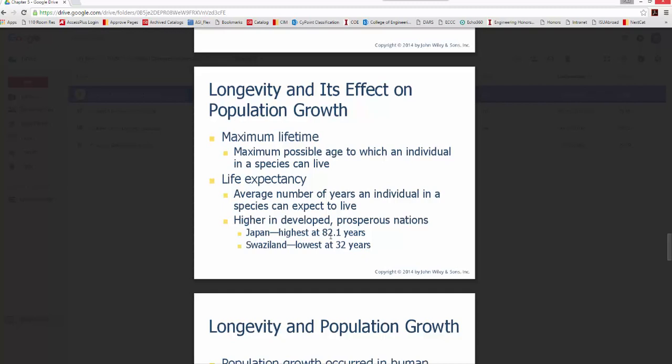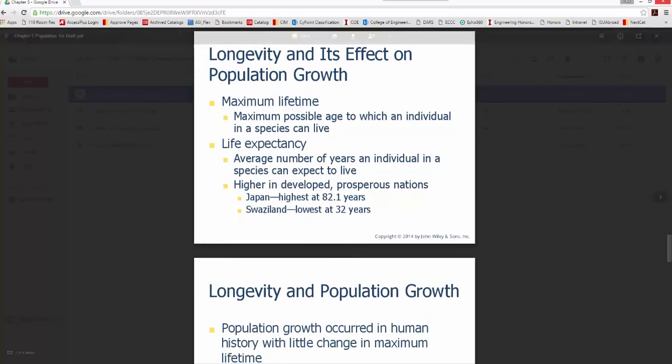I mean, they have access to the same type of medicines and health care that all developed nations have. It probably has something to do with their diet. I suspect it's a much healthier diet.